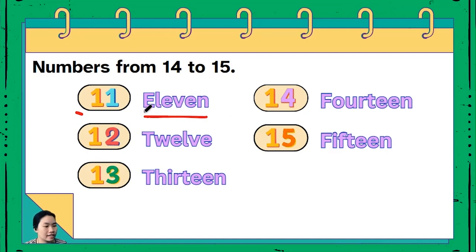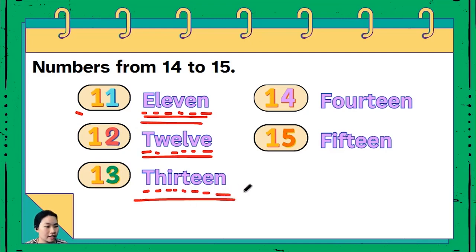So 11 has E-L-E-V-E-N. 11. T-W-E-L-V-E. 12. T-H-I-R-T-E-E-N. 13. F-O-U-R-T-E-E-N. 14. F-I-F-T-E-E-N. 15. 11, 12, 13, 14, 15.